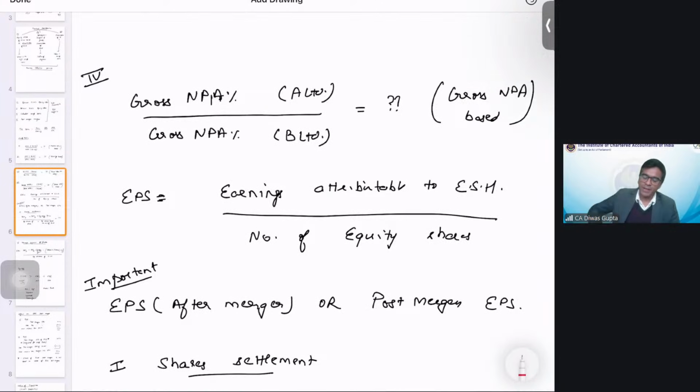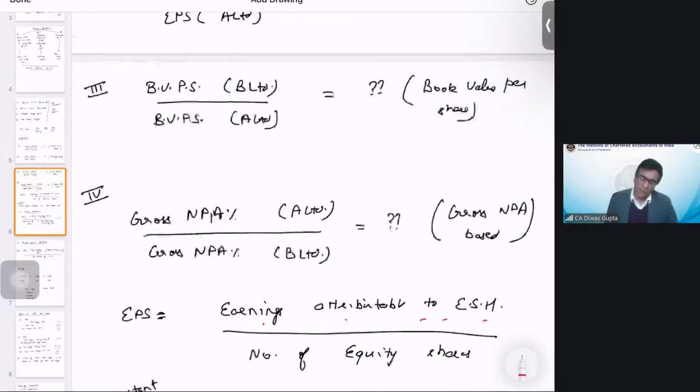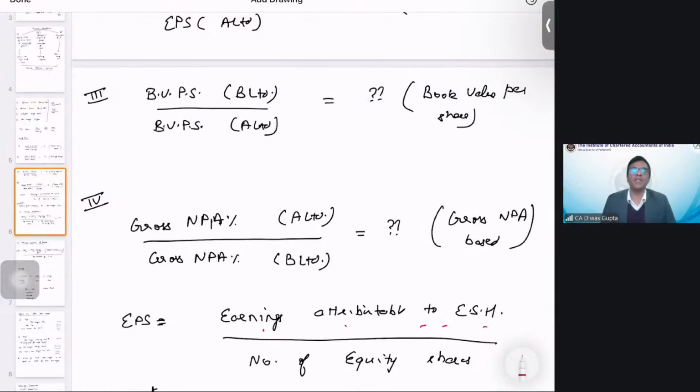Okay. Earnings per share, students, is actually earnings attributable to equity shareholders divided by the number of equity shares. This is what we have already discussed, right? So in a nutshell, students, these ratios are generally computed as the per share value in the numerator divided by the per share value in the denominator. Simple. Gross NPA is there in one of the questions, I think the last question on the bank, right? In that the gross NPA is being used, wherein we can just use the gross NPA of A Limited divided by the gross NPA of B Limited.